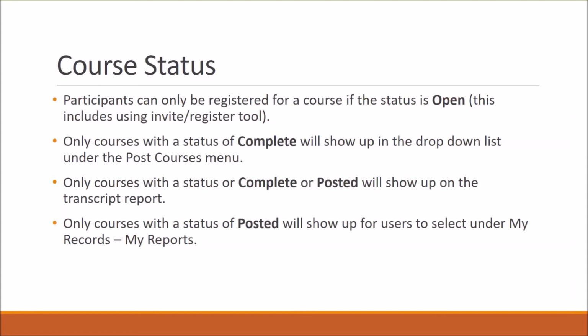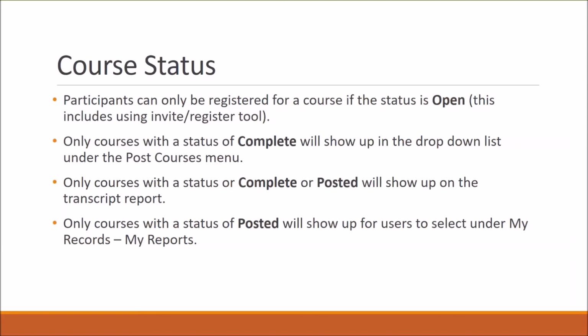Participants can only register for a course if the status is open, and that includes using the Invite, Register, Cancel tool. The course status has to be changed to open. And then only courses with the status of complete will show up in the drop-down list under the Post Courses menu. So if you're looking for a course that you know is done and you want to post it, you want to go and check the status of the course from that course request page and make sure that it has a complete status.